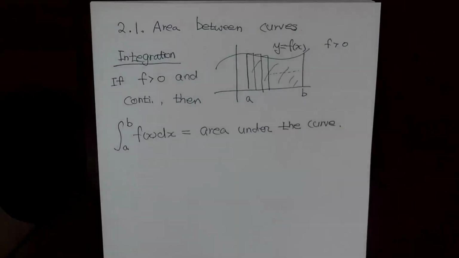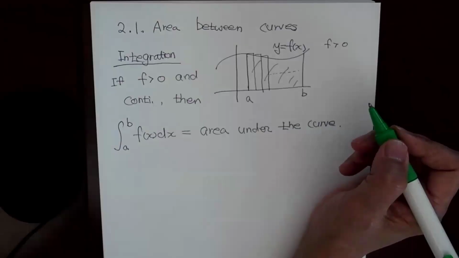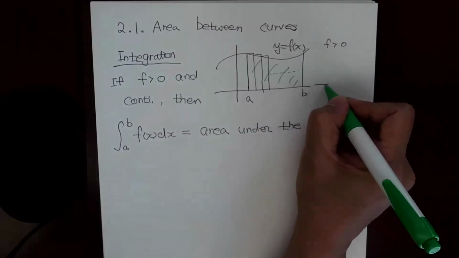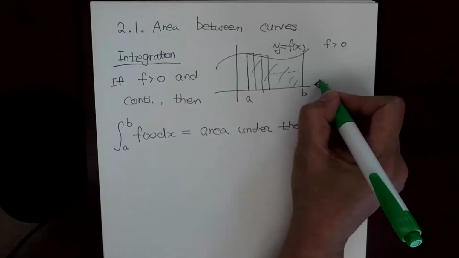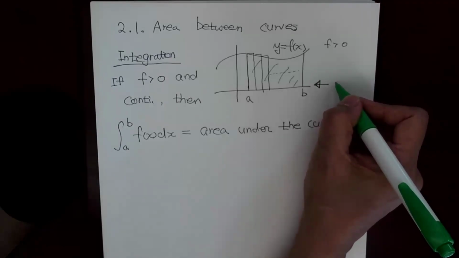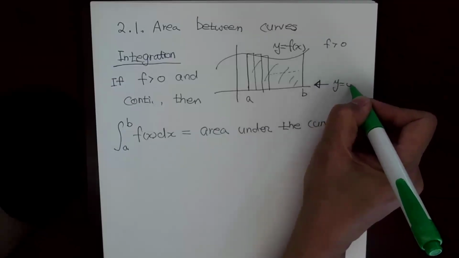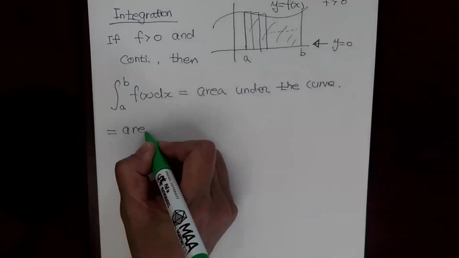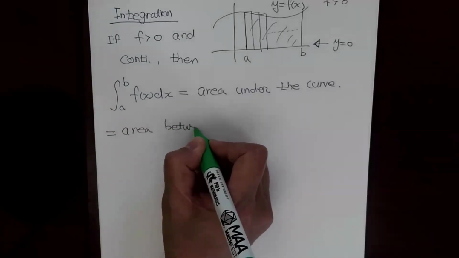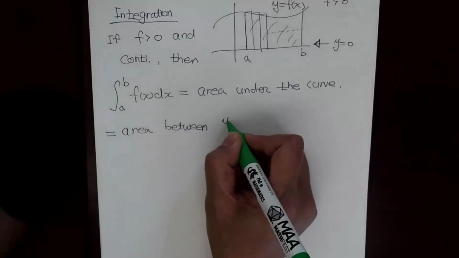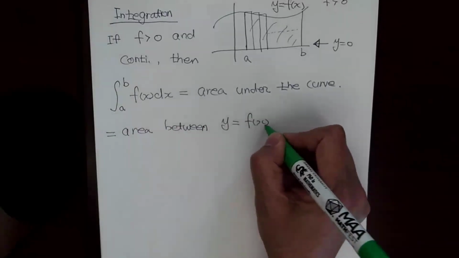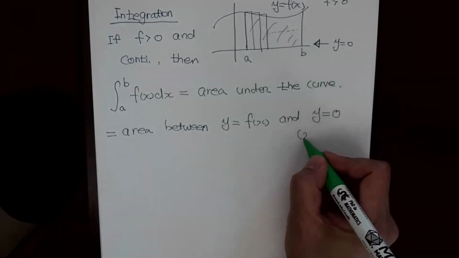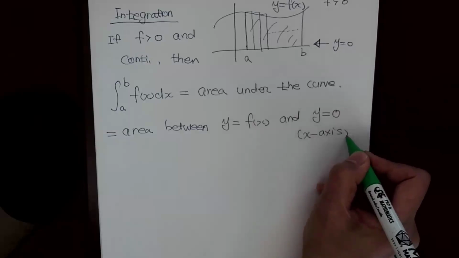When we did it, we used the x-axis, but this time we want to think about the area between curves. So we want to regard the x-axis as one particular type of function, y equals 0. In other words, this is the area between y equals f of x and the function y equals 0, which is the x-axis.